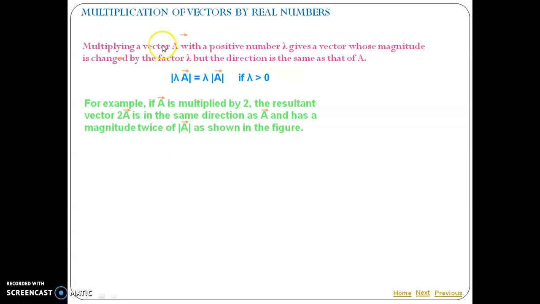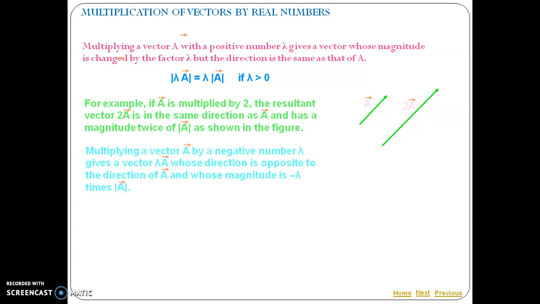Like you can see here, let us suppose a is a vector. Lambda is a number, which is a real number, and this is a scalar quantity. As you know, 2, -5, 1.5, 3.2, everything is a real number, and this can be positive, this can be negative. If the real number is positive, then the magnitude of the resultant vector will become lambda times the magnitude of a. Like you can see in the diagram, this is vector a, this is vector 2a.